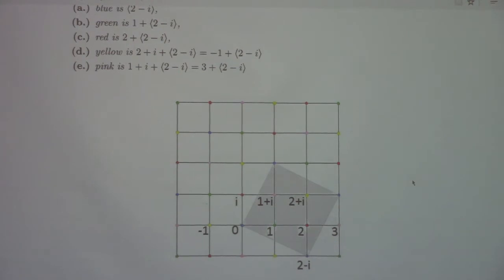And so this shaded picture has one of each coset represented. There's either the green one, the red one, the yellow one, the pink one, or the blue one, which happens to be the same coset as on each of the corners here. One of the homework problems I've assigned is to say how many elements there are in the Gaussian integers mod 3 minus i. You could try to visualize that through a similar sort of picture.